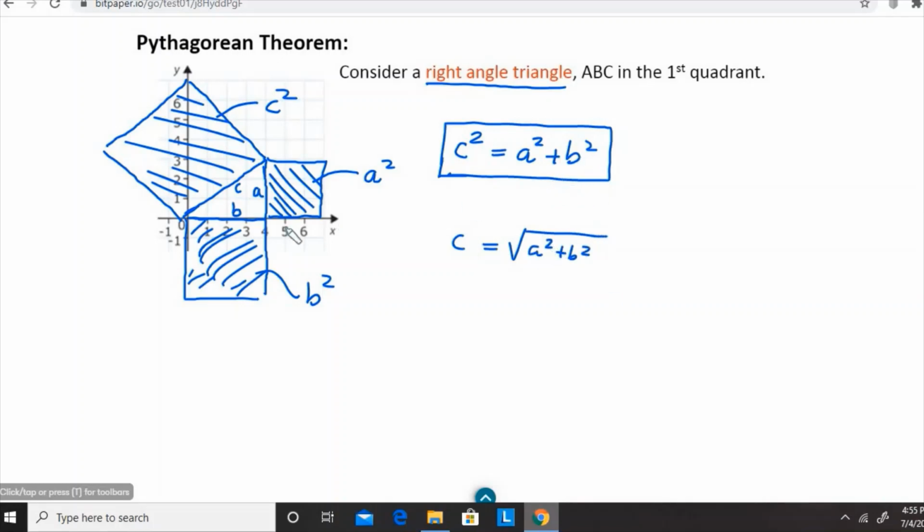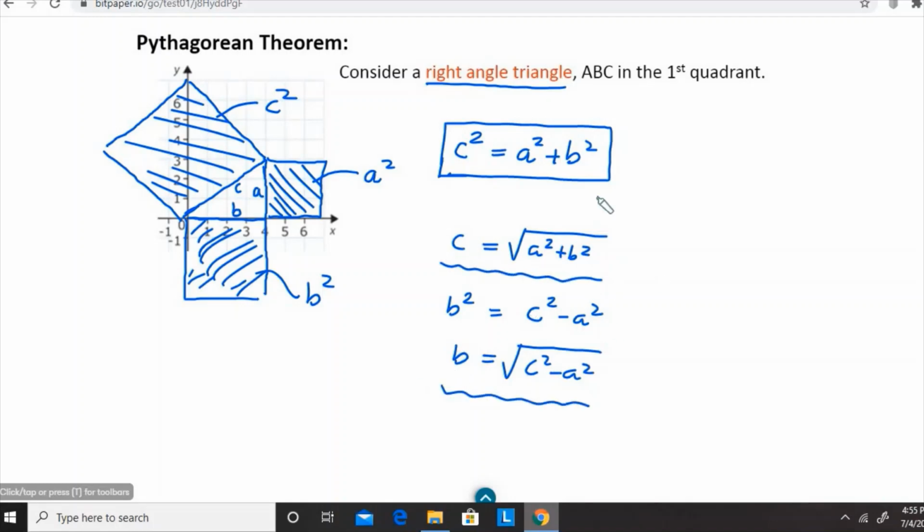And let's say you want to find the side B, then you can solve for B squared, C squared minus A squared, and then find B. Take simply the square root of C squared minus A squared. Okay, and if you want to find A, again, A squared, you can write it in terms of C squared minus B squared, and A is the square root of C squared minus B squared. So that means if you know two sides, you can simply get the other side, okay, using the Pythagorean theorem.